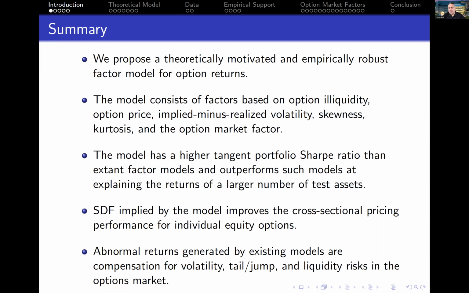as a portfolio manager, if you are interested in finding the risk-adjusted performance of your option portfolios, and you rely on standard factor models or even CAPM, you obtain large abnormal returns on your option sorted portfolios. But our results show that these large abnormal returns are in fact compensation for volatility, tail risk, and liquidity risks in the market. So this is, I would say, the main takeaway from an empirical standpoint. So this is the summary of our paper. That's what we are trying to accomplish.